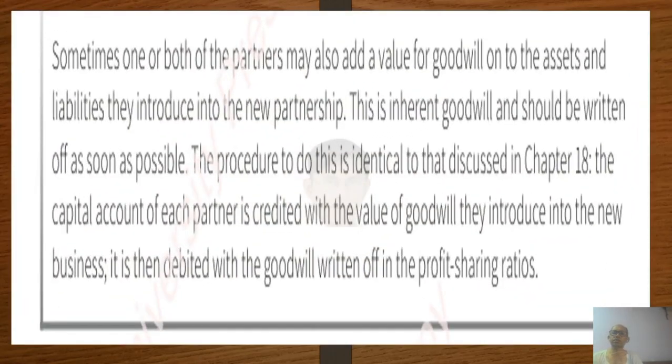Sometimes one or both of the partners may also add a value for goodwill on the assets and liabilities they introduce into the new partnership. This is inherent goodwill and should be written off as soon as possible. The procedure to do this is identical to that discussed in chapter 18. The capital account of each partner is credited with the value of goodwill they introduce in the new business. It is then debited with the goodwill written off in the profit sharing ratio.